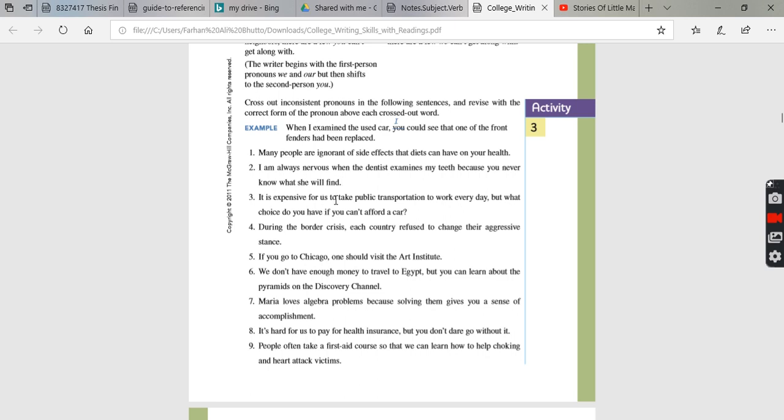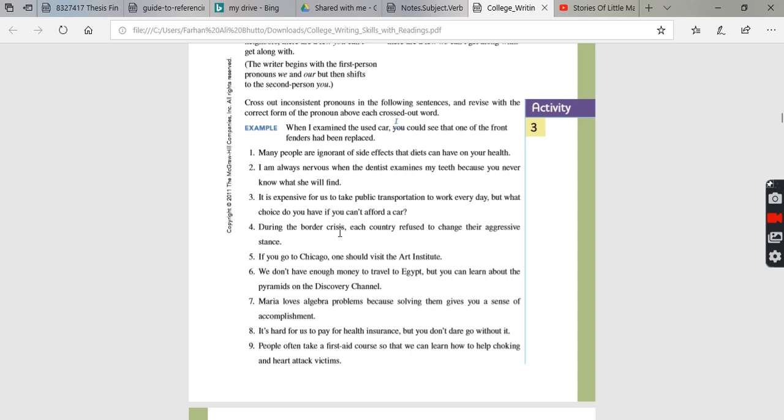3. It is expensive for us to take public transportation to work every day. But what choice do you have if you can't afford a car? So, what would be the correct sentence? Yes, the correct sentence would be, sorry, it is expensive for us. You have started with first person plural for us. It is expensive for us to take public transportation to work every day. But what choice do we have if we can't afford a car?